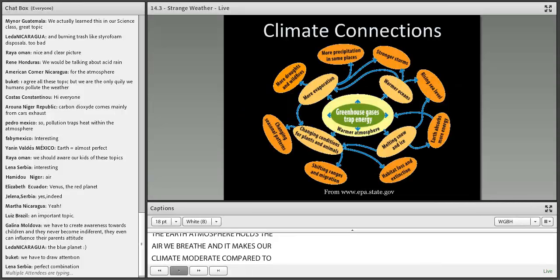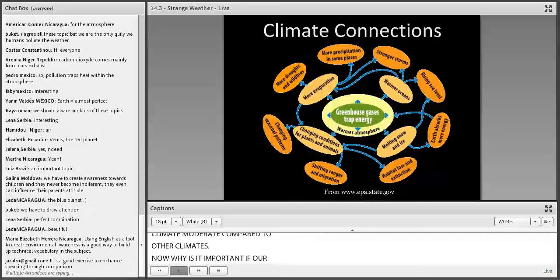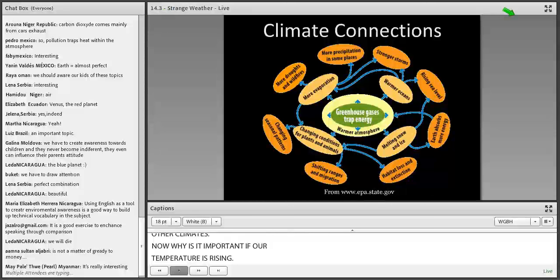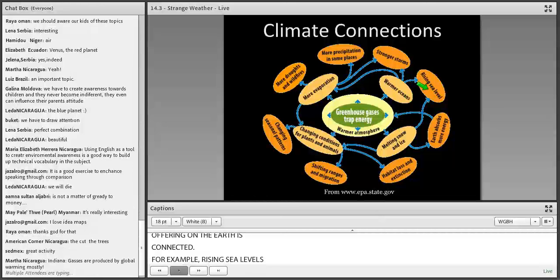Now, why is it important if our temperature is rising? Well, you'll see that the climate, everything on the Earth, is connected. For example, rising sea levels or melting snow and ice can lead to rising sea level. Warmer oceans can lead to stronger storms.